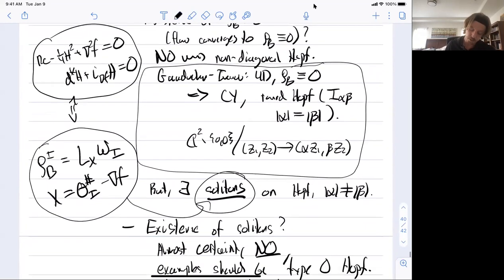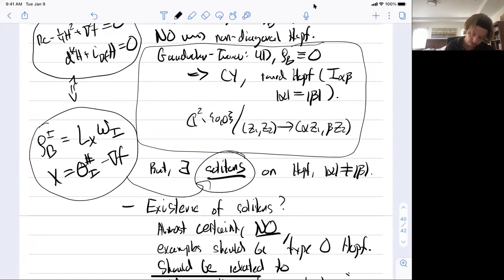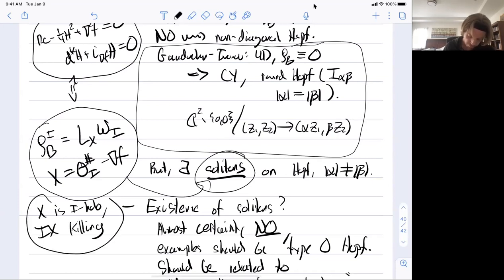And there's some nice structure. So this is all from the work I did with Yuri. So X is I-holomorphic and IX is Killing. You have some nice structure to this.